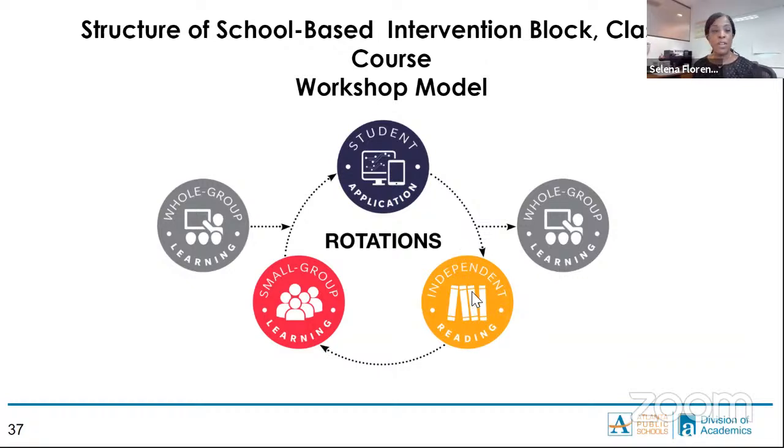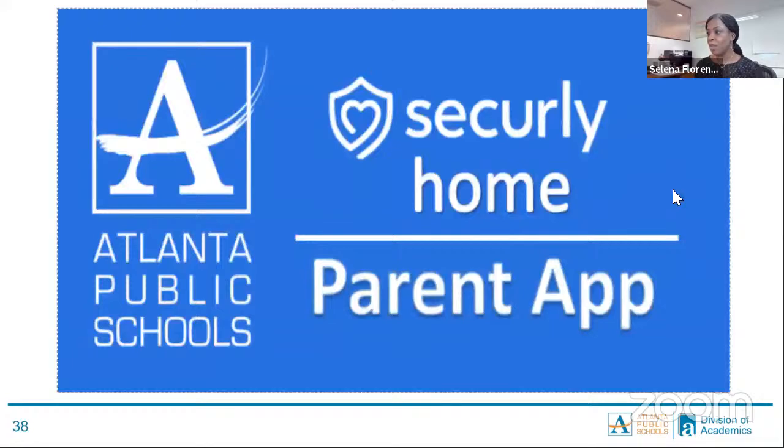Students would then rotate to independent reading. So they would have time just to read. And during math intervention, they would have time to do math practice on a specific skill. The third rotation is small group learning. And so students would have time with the teacher in a small group working on specific areas of need for those specific groups of students. Finally, the class would return to whole group, and the teacher would review the day's lessons. So those are the 4 components of the intervention block, class, or course: whole group learning, student application on a device, independent reading or independent math practice, and then finally small group learning with the teacher. We will take any intervention questions you have at the end of the presentation.